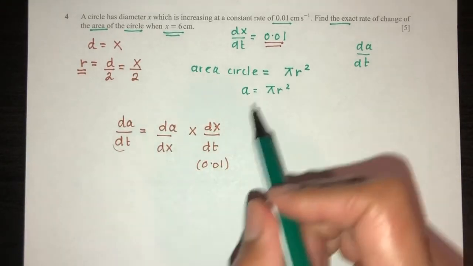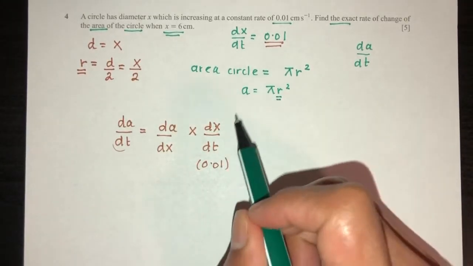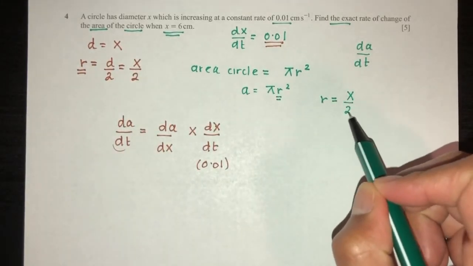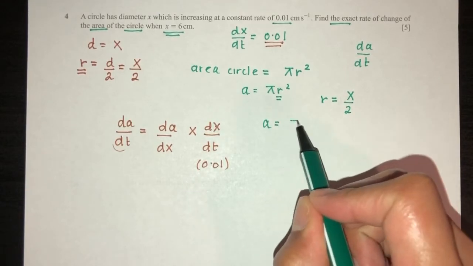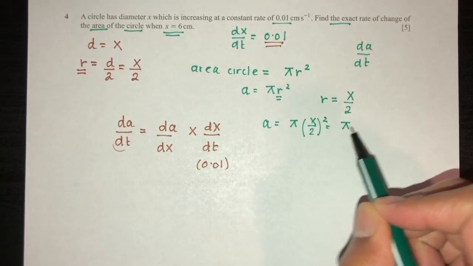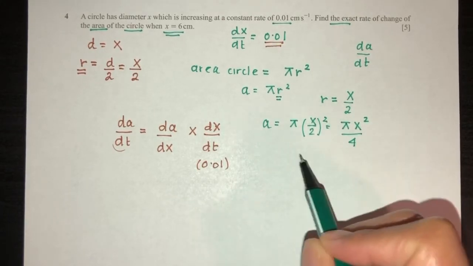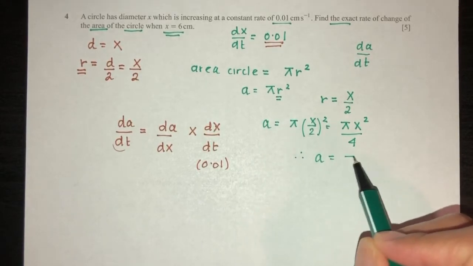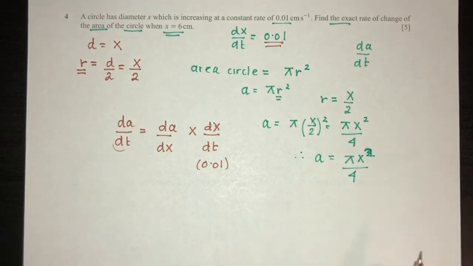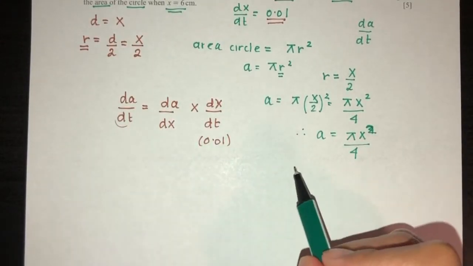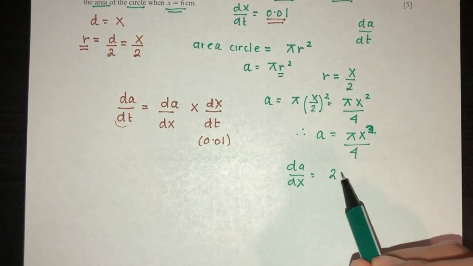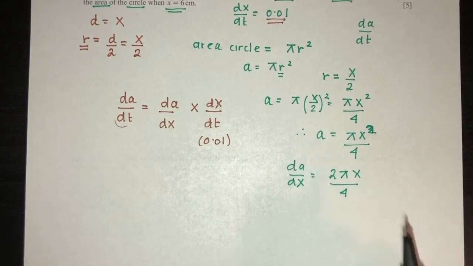So we have to find this one, dA by dx. So here we have a problem because here we have r. So we have to change r to x. As you can see, r is equal to x over 2. Replace, A will be pi times x over 2 squared, which is pi x squared over 4. So we have A is equal to pi x squared over 4. Now we have to find dA by dx, so pretty easy. dA by dx is equal to 2 pi x over 4.